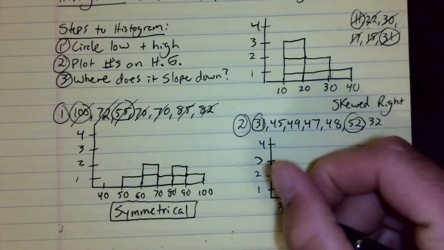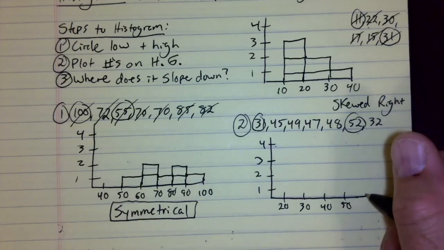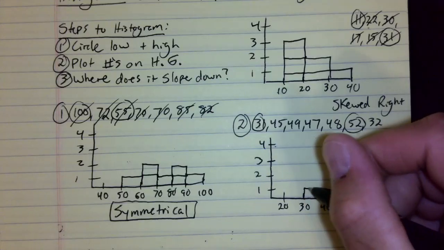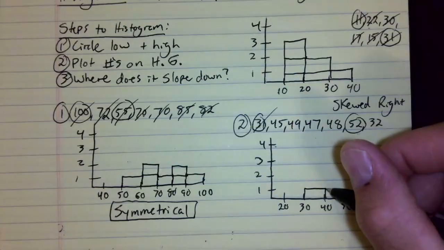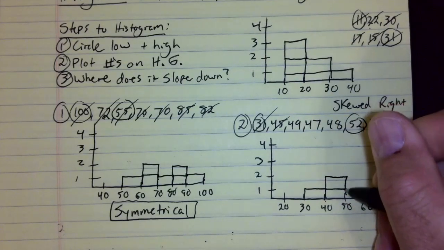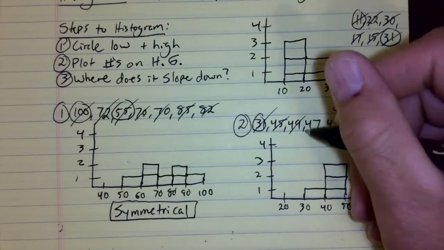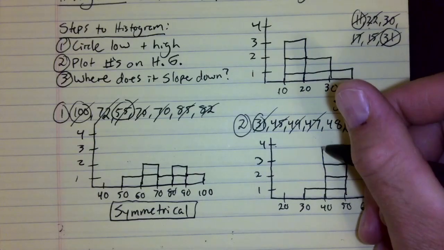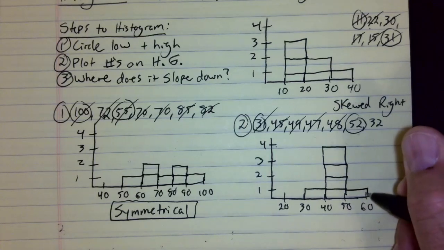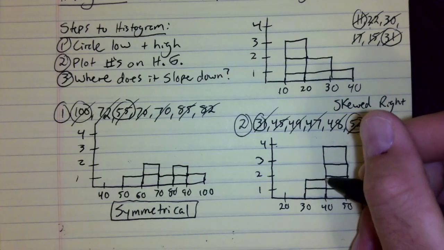So let's start with, let's go 20, 30, 40, 50, and 60. And then let's just start plotting. 31 is between 30 and 40. Cross that off. 45 is between 40 and 50. Cross that off. 49 is between 40 and 50. Cross that off. 47 is as well between 40 and 50. 48 between 40 and 50. So you're seeing a trend here. 52 is between 50 and 60 on there. And then 32, that's between 30 and 40.